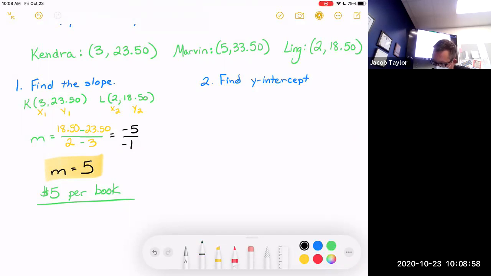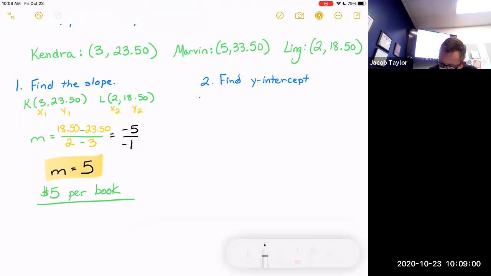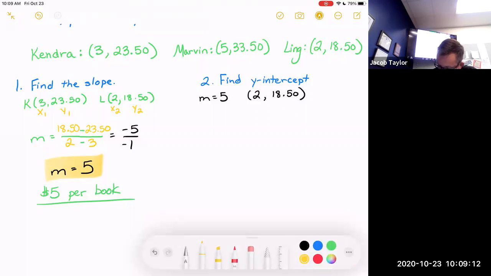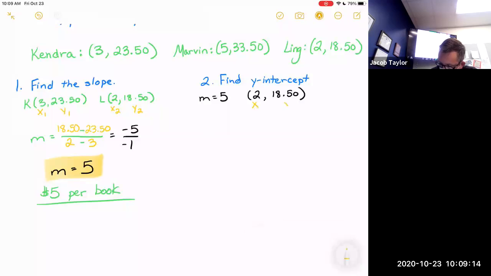Ling? I don't know. You're right. I assumed Ling's gender. I apologize. The slope is 5. And I'm going to use Ling. He or she bought 2 books for $18.50. So let's just call that the x and the y.